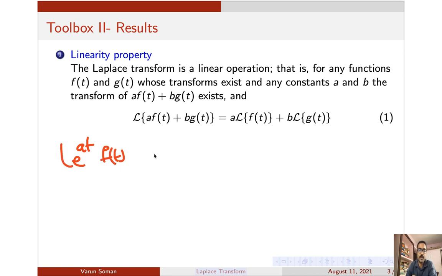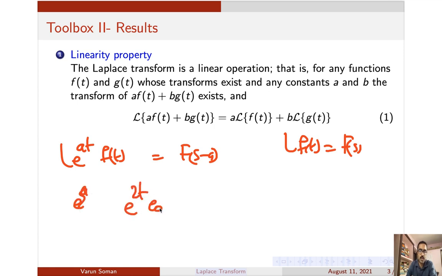The transform of that will be simply f of s minus a, where L of f of t was simply f of s. For example, if you have to find the transform of e raised to 2t into cos 5t, how will you find it out? First you find the transform of cos 5t. What is the transform of cos 5t? It is simply s by s square plus 5 square.